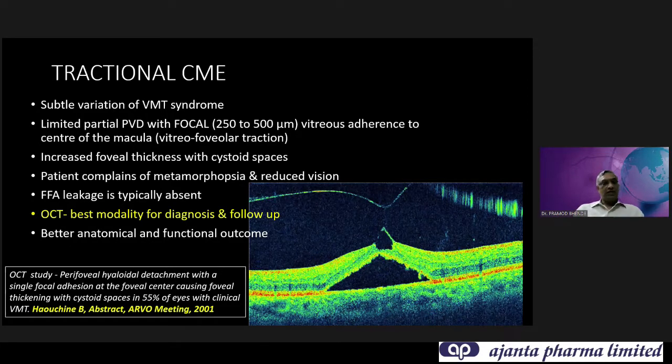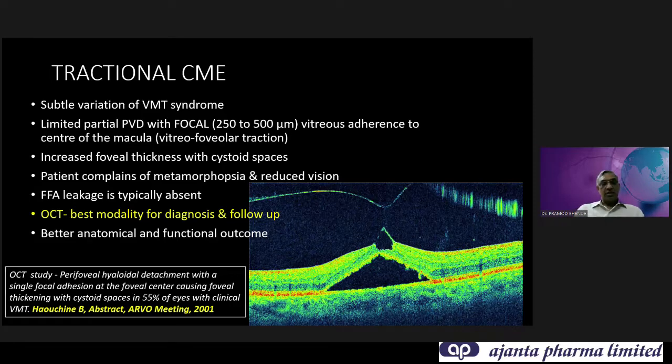The term coined as tractional CME is basically a subtle variation of vitreomacular traction syndrome, where you have a limited partial PVD, or rather what you call vitreofoveal traction, not vitreomacular traction. So you have an increased foveal thickness and can have cystic changes, but typically leakage is absent on fluorescein angiography, which helps us differentiate it from tractional diabetic maculopathy.